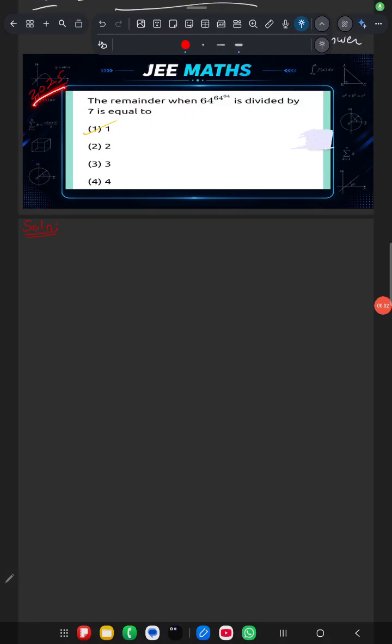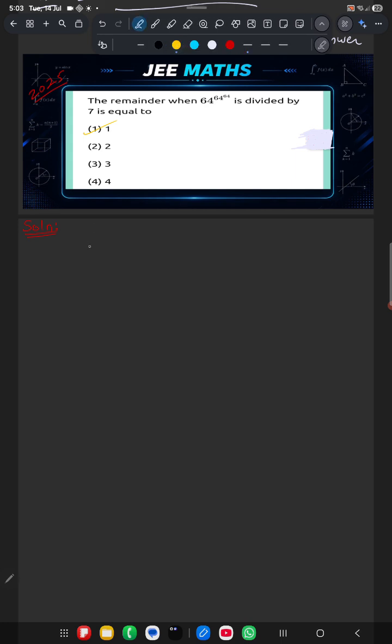This is a question from 2025 JEE Maths. The remainder question is like this: The remainder when 64 raised to the power 64 raised to the power 64 is divided by 7 is equal to, these are the options you have to select from. So let us see how to solve this.